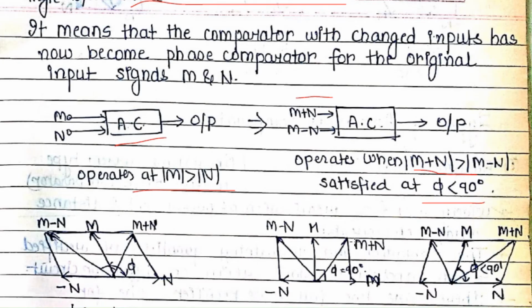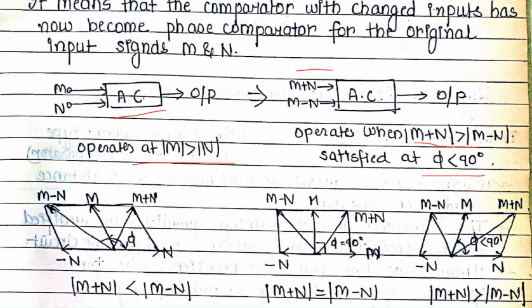We can also show this with the help of the diagrams. Here, as you can see, magnitude of m plus n is less than m minus n. Also, the phase angle between the two quantities m and n is greater than 90 degree. Amplitude comparator will operate only when m plus n is greater than m minus n. This is our condition, and this is occurring only when the angle between the two quantities m and n is less than 90 degree.